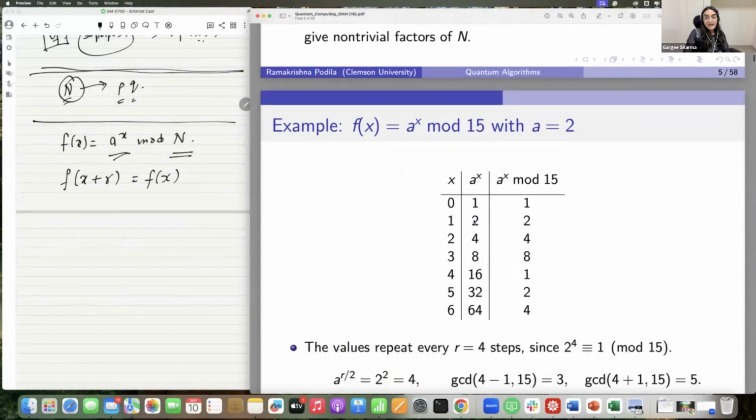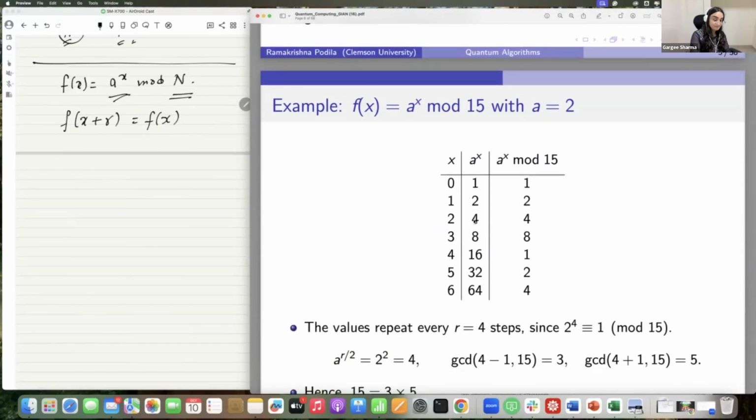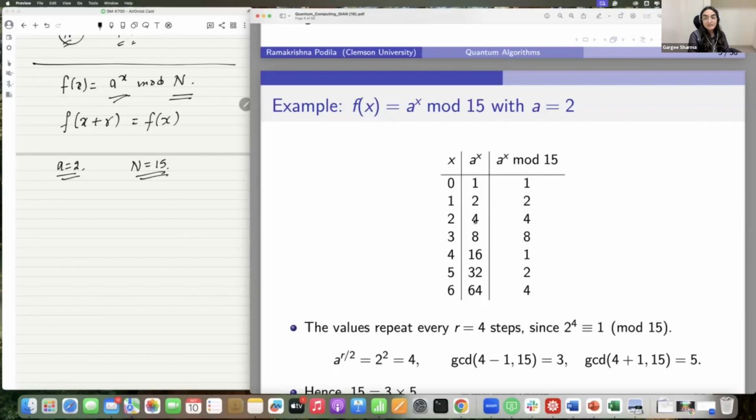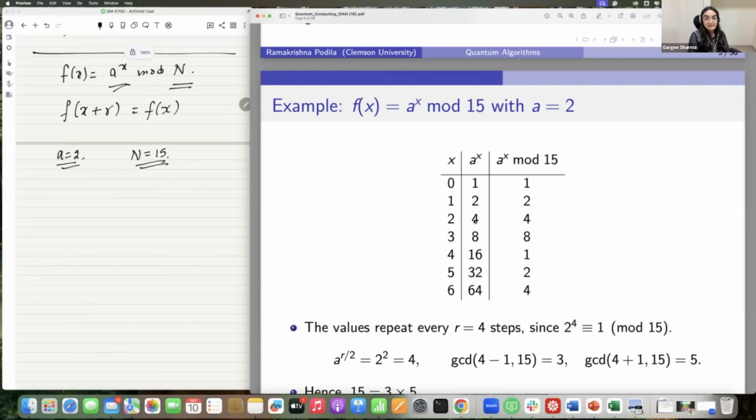So let's say n is equal to 15, and you choose a as 2. You could choose any a. The only thing is that whatever you choose, it should be co-prime with n. So for example, you cannot choose 3 here.